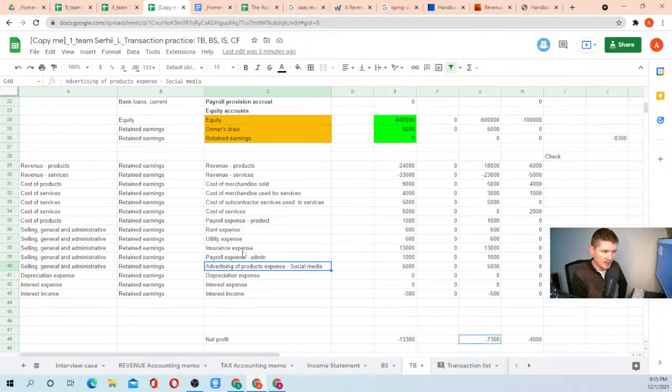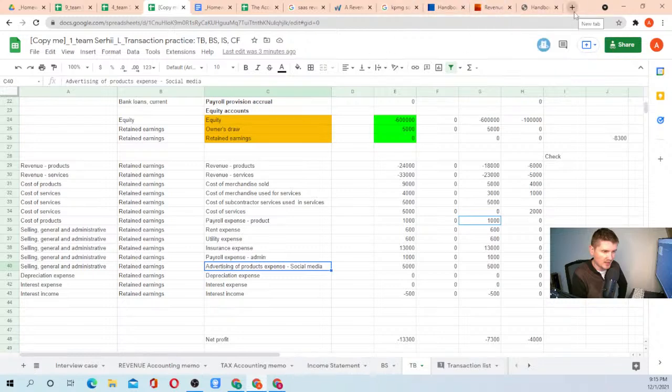no, you mean, can we capitalize it as a cost of inventory? Capitalize to the cost of inventory or cost of sales? So I would say that advertising is not capitalizable.